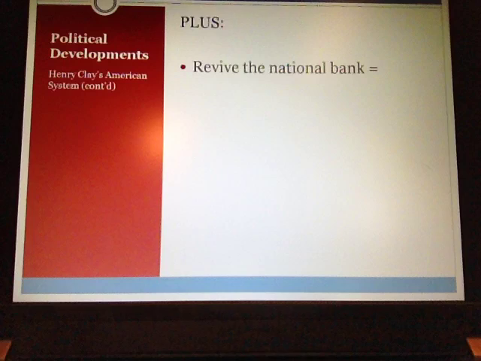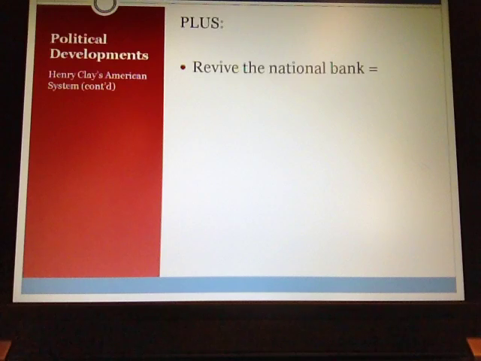They need to revive the national bank. Okay? Remember that the bank was born by Alexander Hamilton, killed by Jefferson. Well, now the idea is that it needs to come back, because when they devolve the printing of money to state banks, we always get too much money being printed. And so what we need is to bring back a stable currency, so it's very clear how much money is worth.